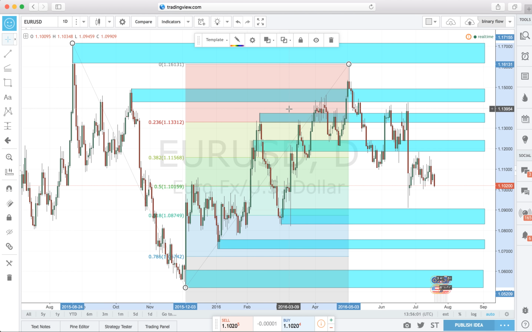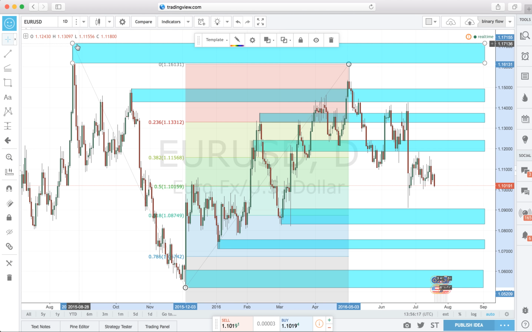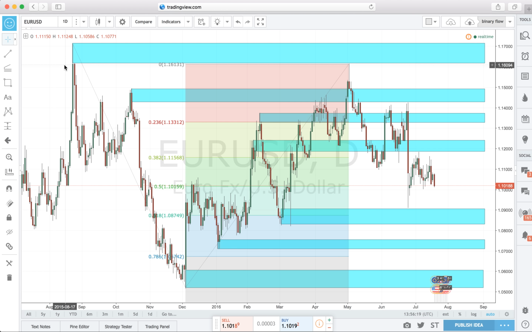So yeah, really all you need to do is just practice drawing these zones. You could even do it on your phone. I recommend you just start at tradingview.com or Thinkorswim, whichever one you're cool with is fine. You just need this rectangle tool, and that's pretty much it. That's how I identify my supply and demand zones.